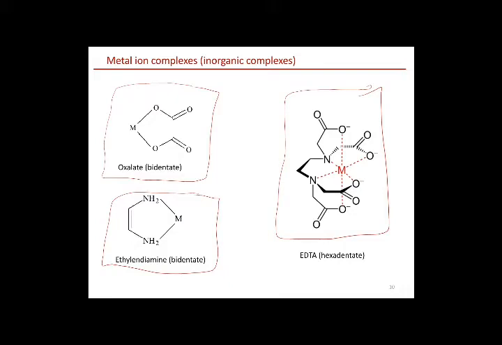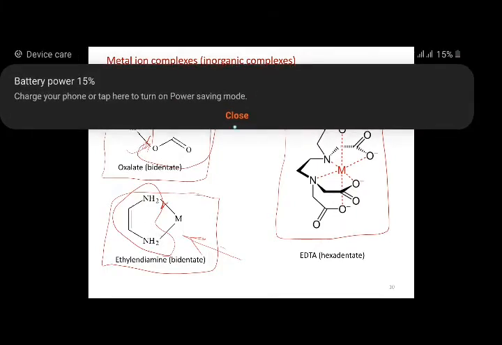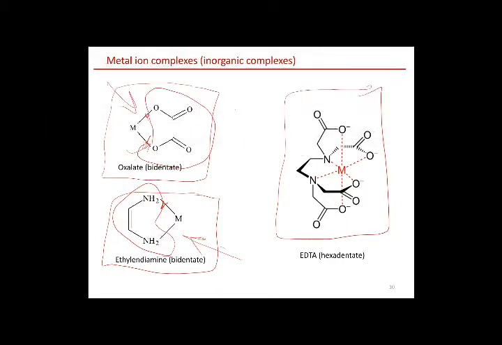Here we have a bidentate ligand. Again, a bidentate ligand. This is the ligand here, and this is the ligand here. It has two binding sites with the metal. But here, this one is again a multidentate ligand.